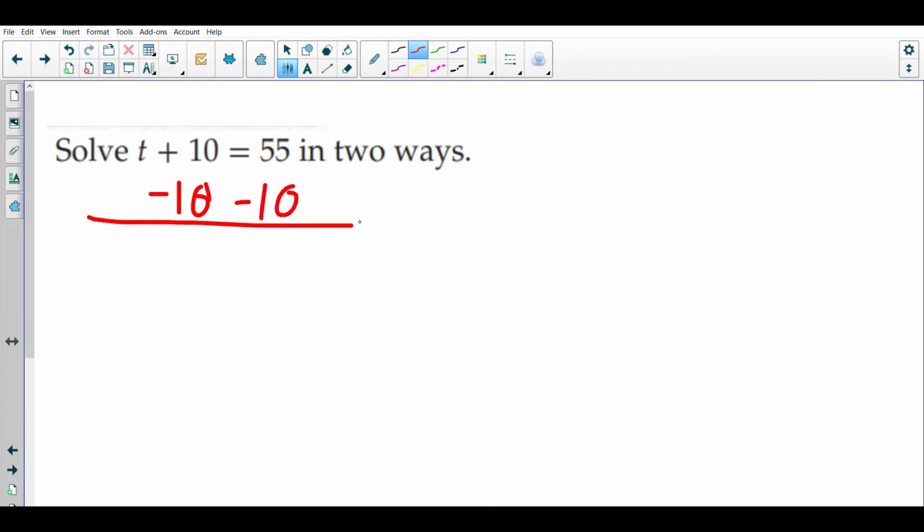That kind of looks like an 18. Let me fix that. I don't want that. And that looks like a 6. There we go. So we get t is equal to 45. And obviously 45 plus 10 is 55. So that's what we're looking at.